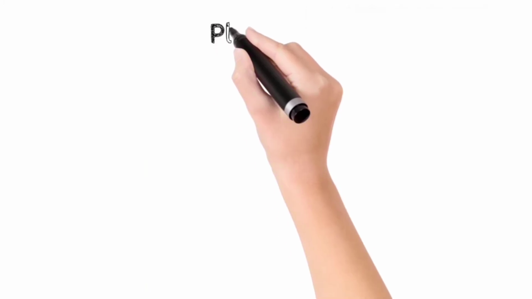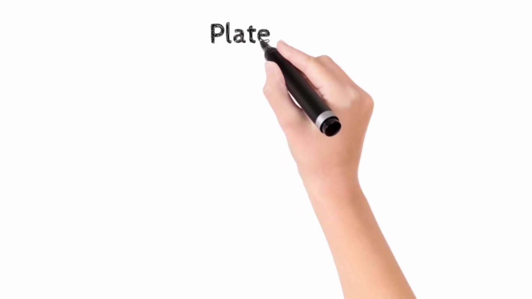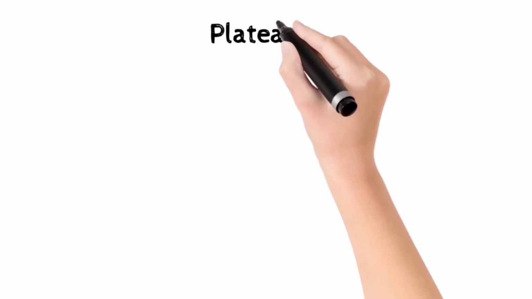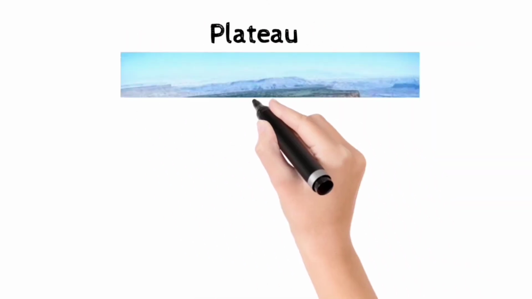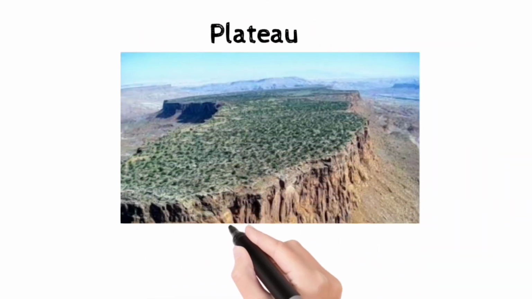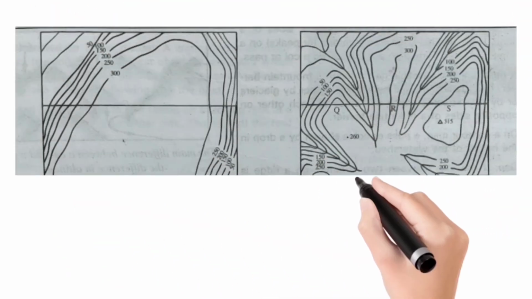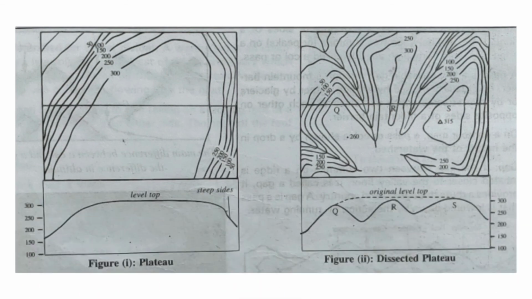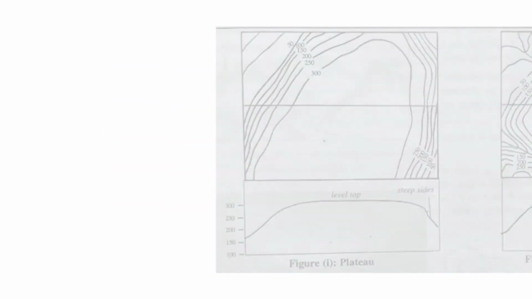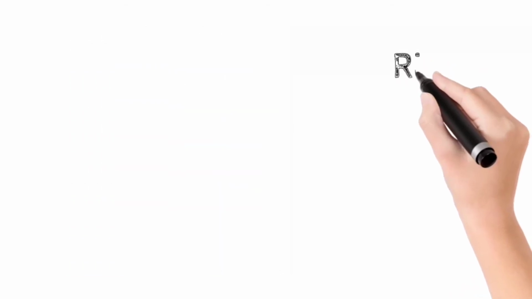Now let's see plateau. Plateau is a rather level stretch of land rising abruptly from the surrounding area, so it has steep sides with a flat surface at the top, and on a map it is represented by closely spaced contour lines on the lower slopes, while there is no contour line on the upper slopes. But sometimes they are cut by streams and rivers and create dissected plateaus.